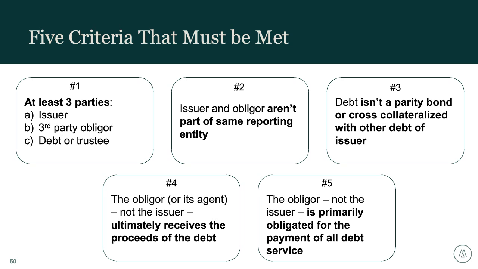Number 4 is fairly straightforward. These are proceeds that are for the third party to finance its capital project. And with number 5, if the issuer was responsible for debt service payments, you wouldn't have conduit debt to report. It's the third-party obligor's responsibility to make the debt service payments. So all these 5 criteria need to be present to have conduit debt.